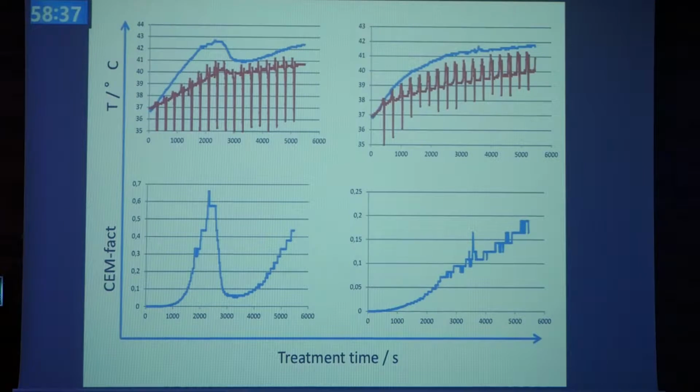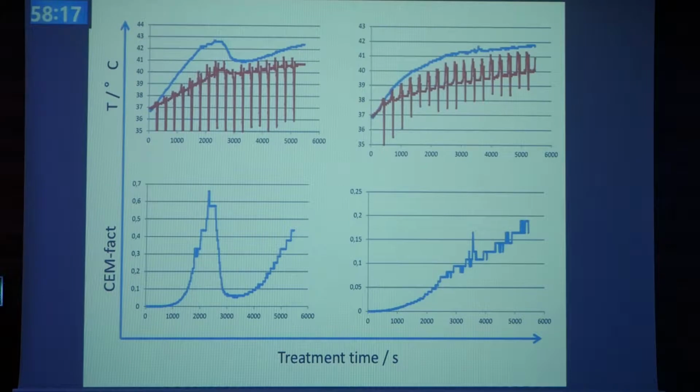These are measurements from a bladder patient. Temperature measured in the bladder, here illustrated by the blue curve. The red one is measured in the rectum. And if you look to the upper images, you can see the temperature course during treatment time for the same patient, but two different treatments.